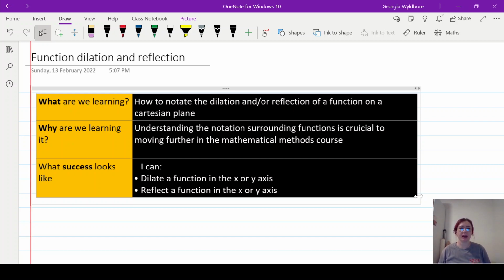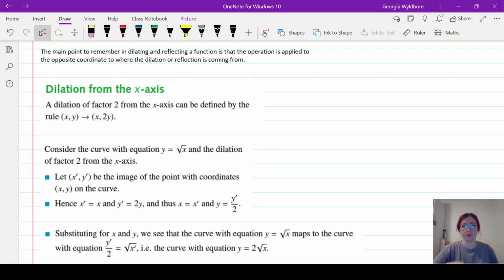This video is having a look at function dilation and reflection. So really we're just looking at the notation and how we get to the notation when we're dilating and reflecting functions on a Cartesian plane. Our success criteria are that we want to be able to dilate in the x and y. Dilating means making it wider or skinnier, and reflecting in the x and y axis means flipping it around the x or the y axis.